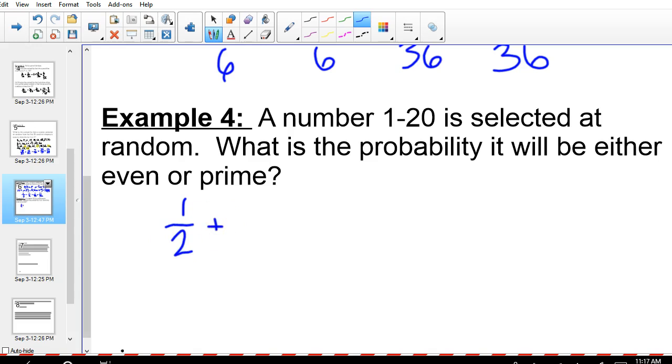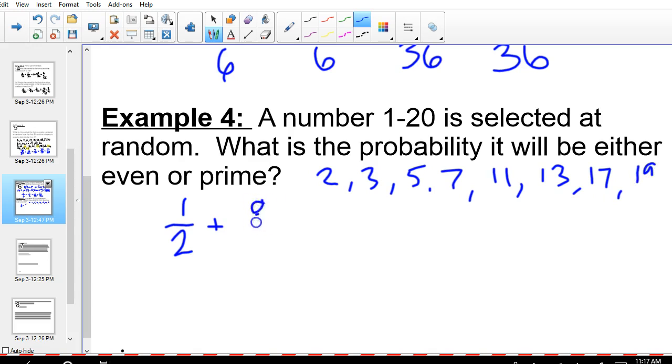All right, what about the probability that the numbers are prime? Let's list the prime numbers from 1 through 20. 1 doesn't count. You got 2, 3, 5, 7, 11, 13, 17, 19. So we've got 1, 2, 3, 4, 5, 6, 7, 8. So 8 out of 20.